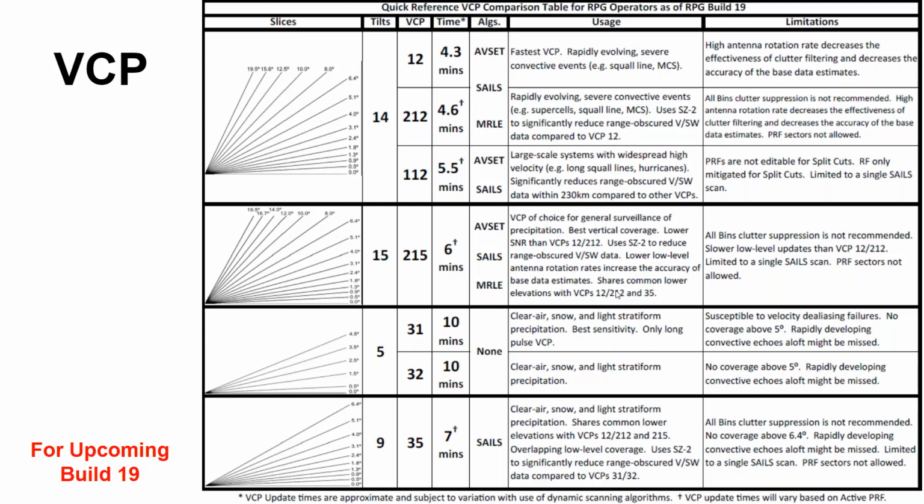Not really the focus of this particular presentation. We're going to focus on 12 and 212. We're not going to talk about the general surveillance or the 30 VCPs. But I want to give people an idea that this reference is going to be coming out again. It's going to be updated. And we're going to focus on VCPs 12 and 212, as they are obviously the VCPs of choice when it comes to severe convection situations.